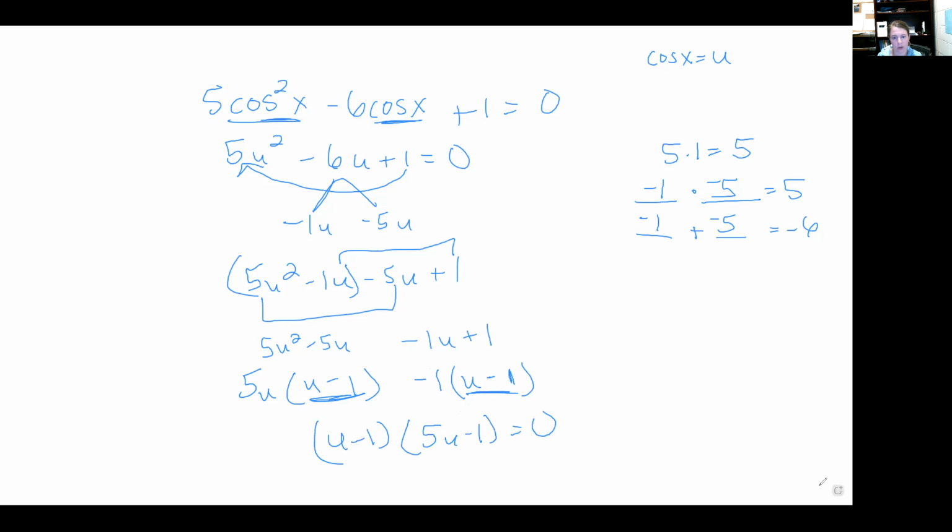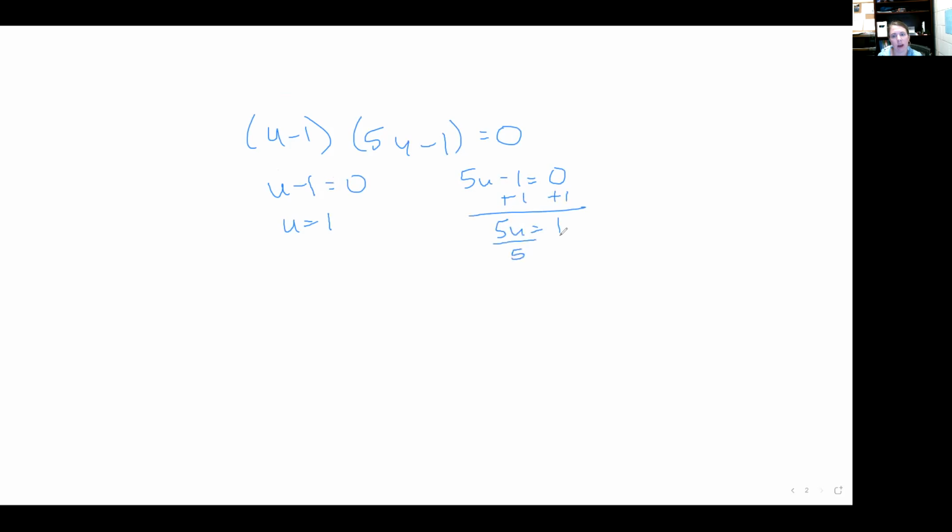I'm running out of room, so I'm going to write this on another page. All right. So I have u minus 1 and 5u minus 1 equals 0. And now we set both of these equal to 0 and we keep on going. I solve this. This will be u equals 1. Then for the other, 5u equals 1, so u equals 1/5. So we have two answer choices. And remember, I let u be equal to cosine of x. So now I have to replace this with cosine of x.